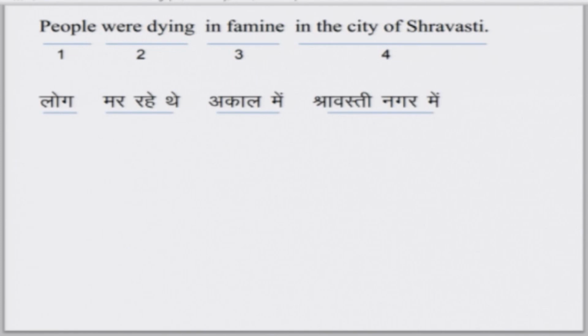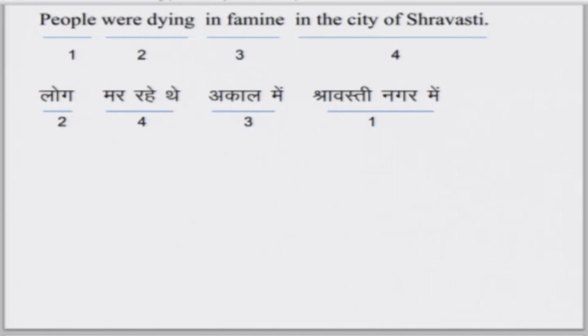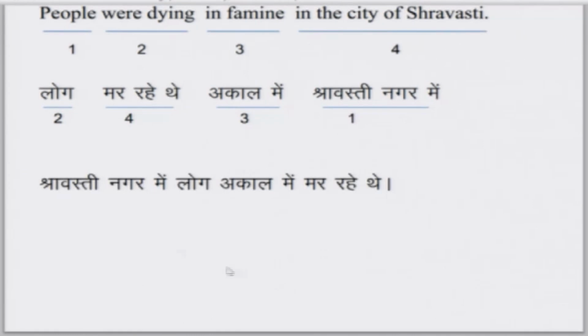And as we do that, we get people, log, were dying, मर रहे थे, in famine, अकाल में, in the city of Shravasti, Shravasti Nagar में. And now, in order to construct the Hindi text out of this, we need to follow the syntax rules of Hindi. So in order to do that, we number this in the Hindi order, and then by numbering it as 1, 2, 3, 4, we will construct the sentence as श्रावस्ती नगर में लोग अकाल में मर रहे थे. And that way, we can quickly develop this sentence without any fault.